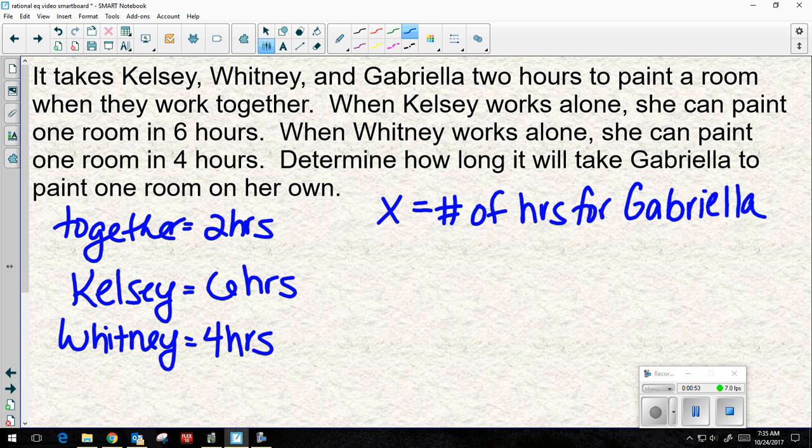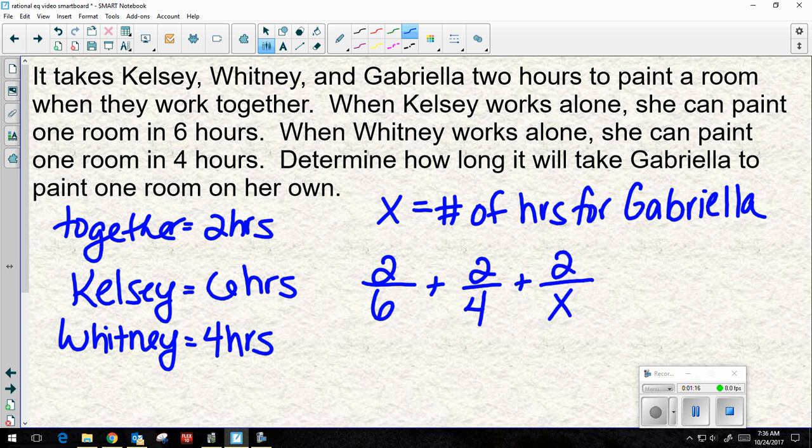So together they're painting it in 2 hours. And Kelsey is painting it at a rate of 6 hours. So she's painting 2 out of 6 portions of the room. Whitney is painting 2 out of 4 portions of the room. And Gabriella is 2 out of X because that's what we're looking for.